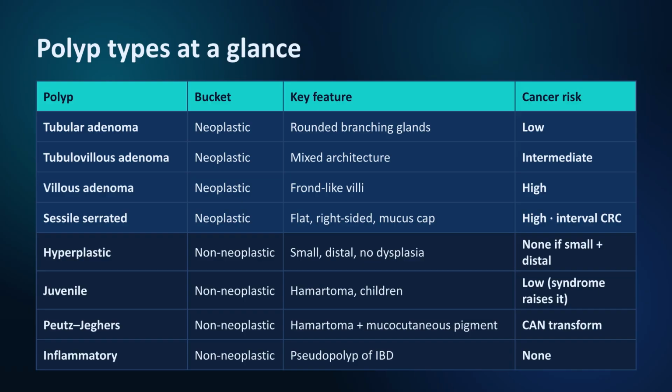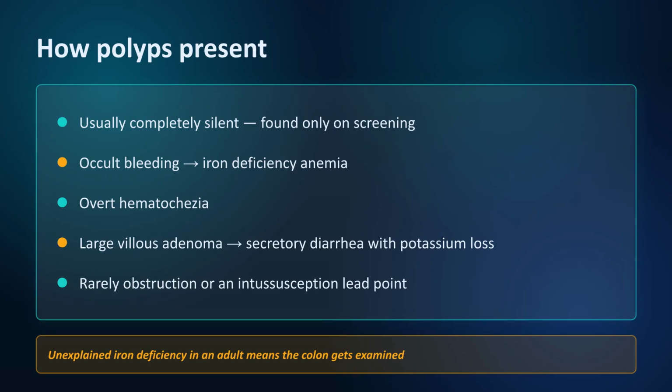And notice the one line that crosses the wall between the buckets. Peutz-Jeghers, a hamartoma that can still transform. If you can reconstruct this table from memory on rounds, you can interpret almost any colonoscopy pathology report you are handed. How do polyps present?